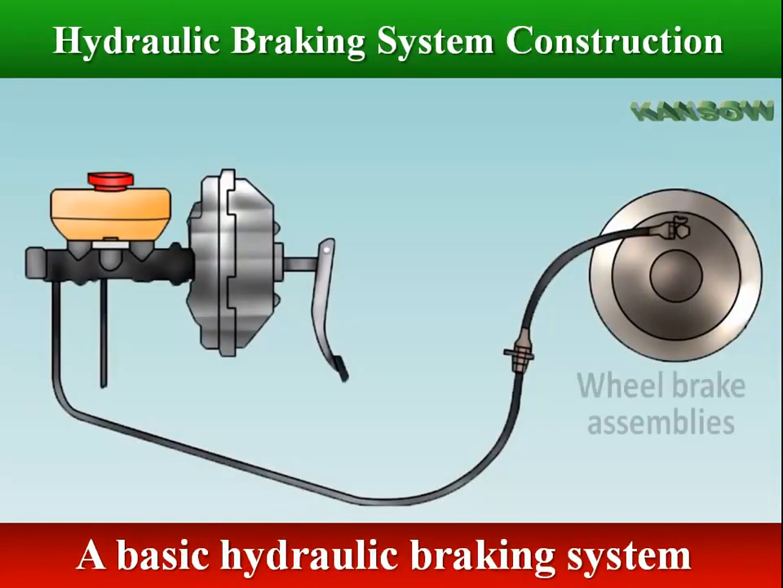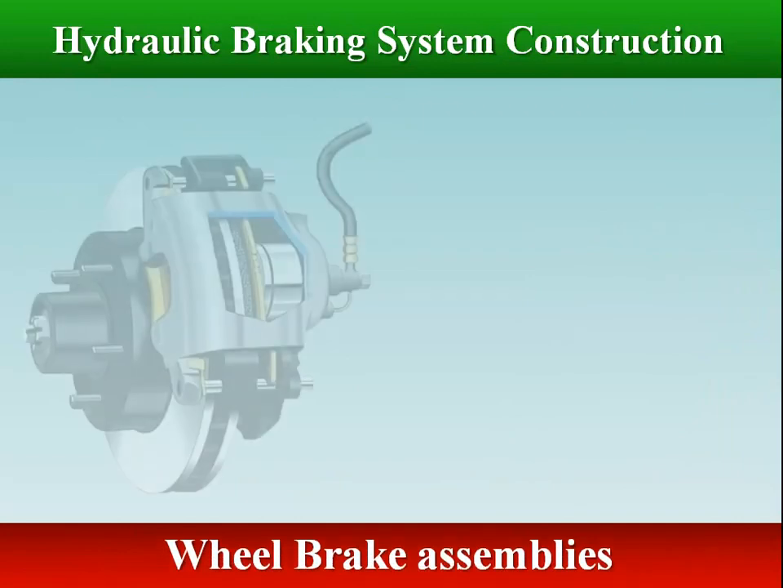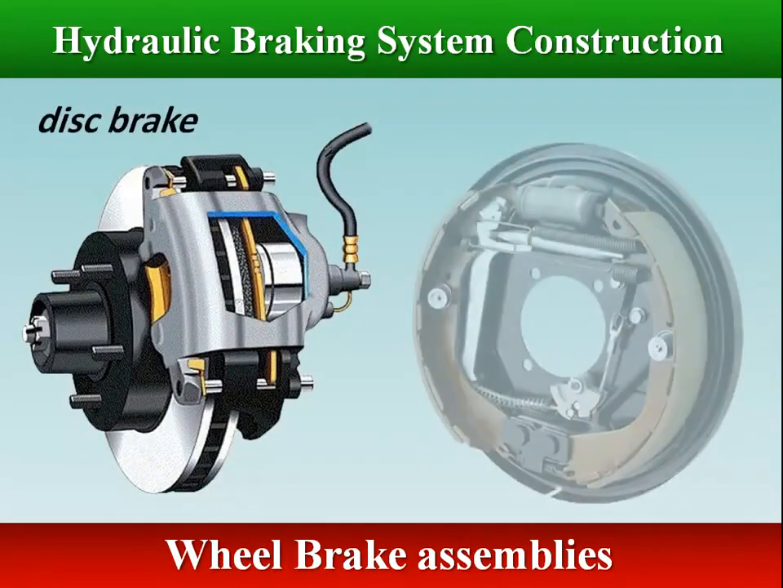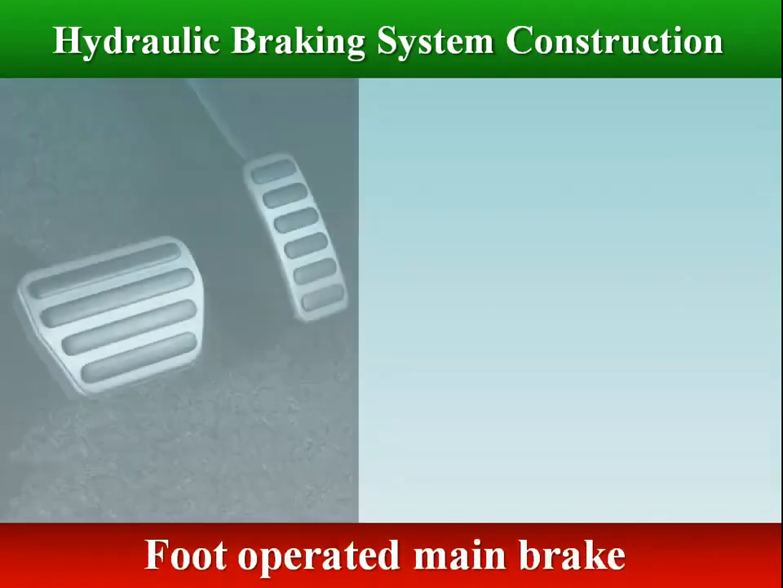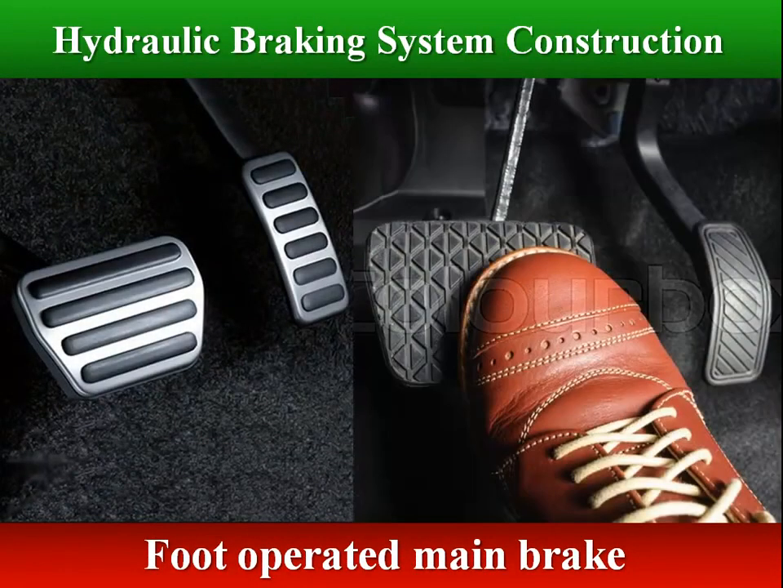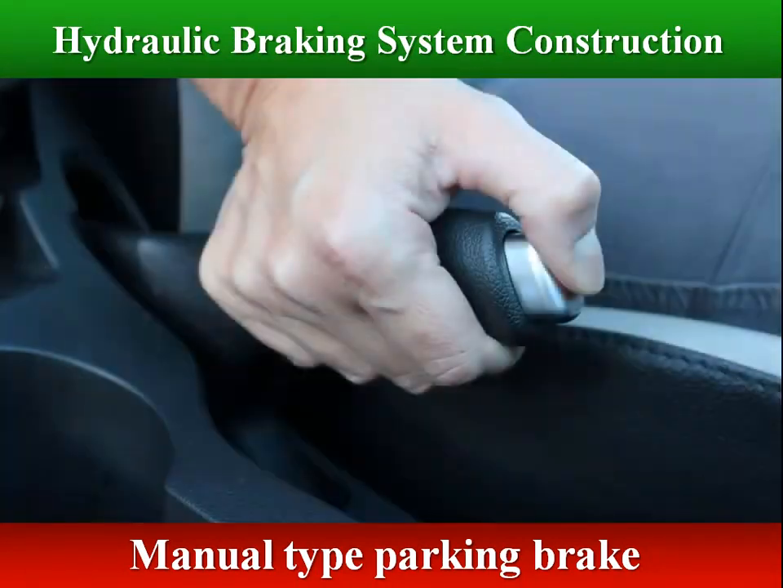A basic hydraulic braking system has two main sections, the brake assemblies at the wheels, and the hydraulic system that applies them. The most widely utilized brake systems at present are the foot-operated main brake when the vehicle is in motion, and the manual-type parking brake when the vehicle is stationary.